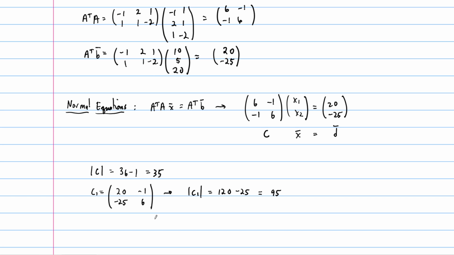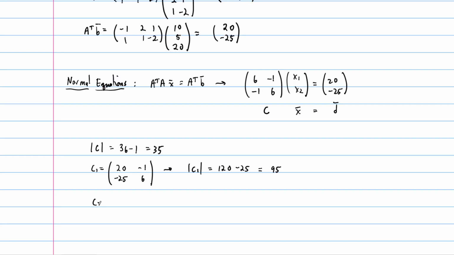Next, we need to make the matrix C2. So the matrix C2 we get by replacing the second column of C by the column vector D. So this will be 6, -1 in the first column, and then it's going to be 20, -25 in the second column. And then we can take the determinant of C2. This one's going to be -150, right? So -150 minus a negative. So that's going to be plus 20. And so this one's going to be -130.